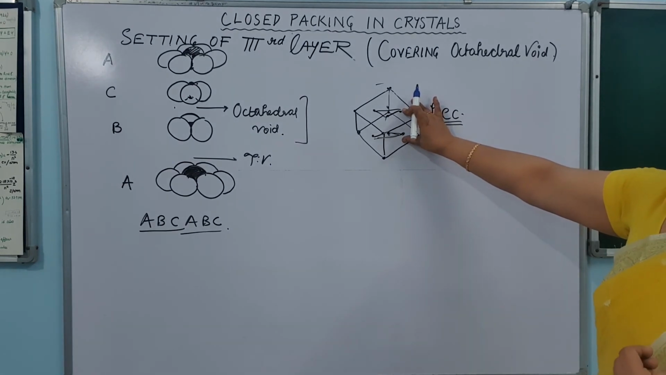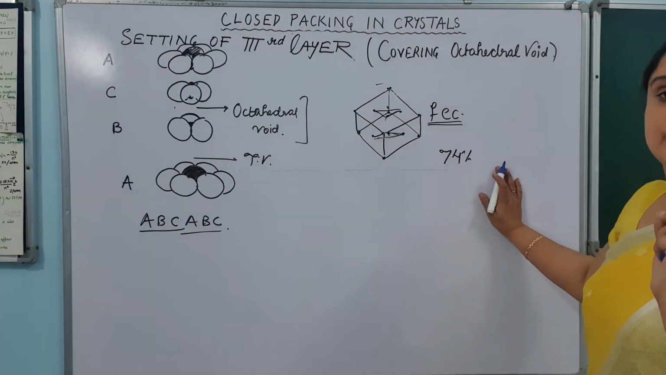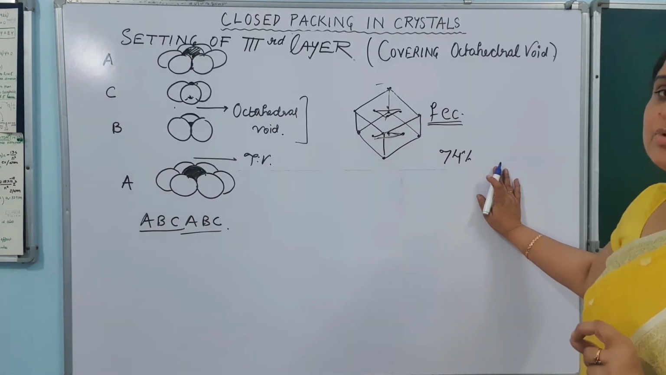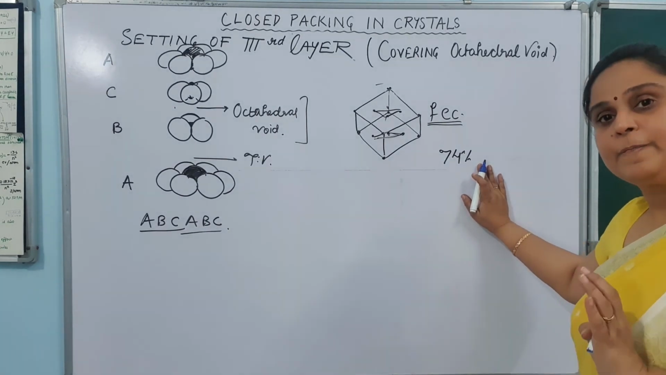Okay, so you just remember one more thing, that is the efficiency of this crystal is also 74%. So HCP and FCC both are equally efficient. 74% is the efficiency of these two crystals.